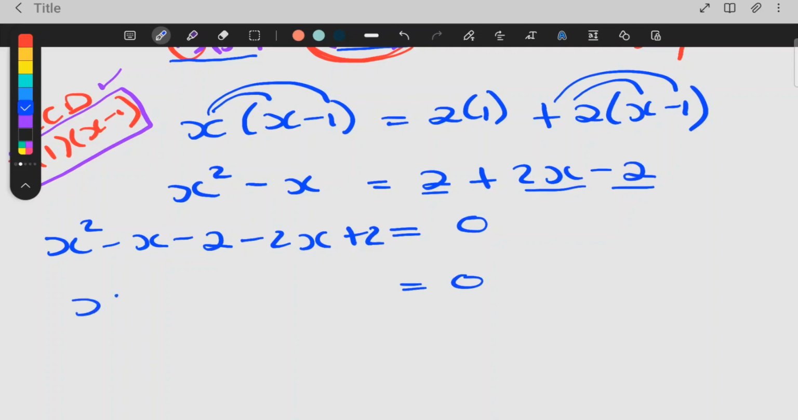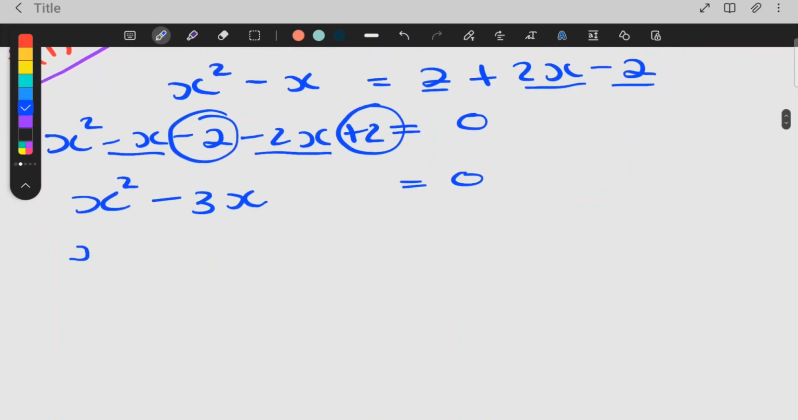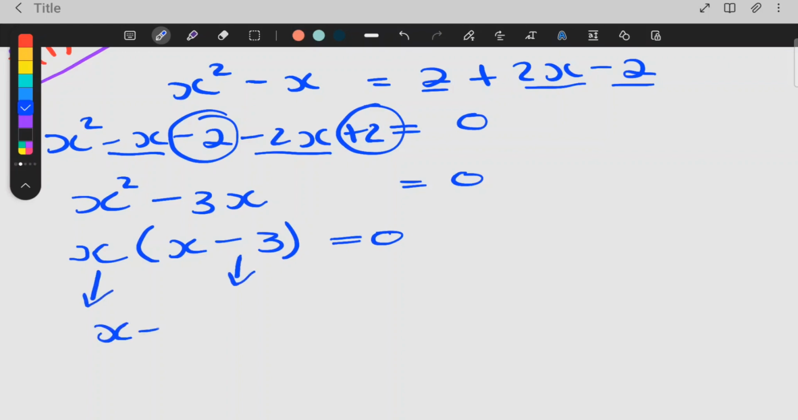If I add the like terms, I get x squared minus 3x. And this will cancel. Now, this is a quadratic equation, which means I must take out x, which is the highest common factor. So I'm factorizing: x times x minus 3. And if I write my solution, either this is 0 or this bracket is 0. And this I can take further.